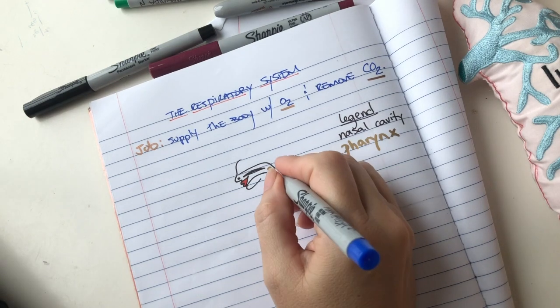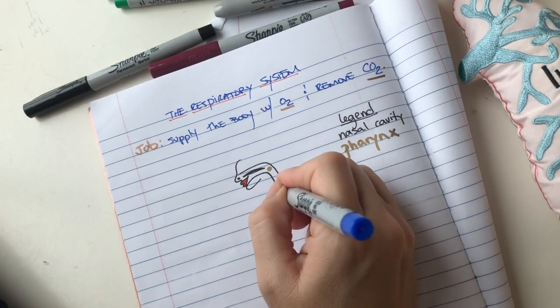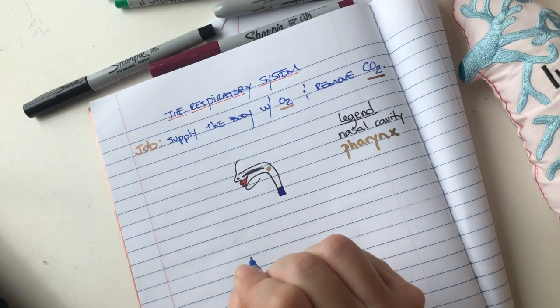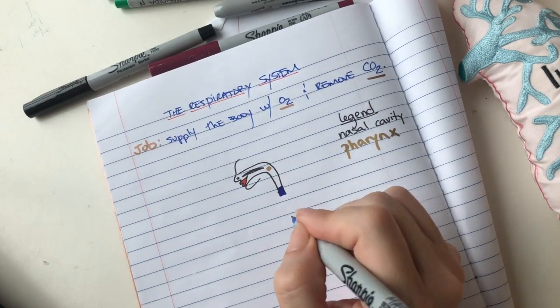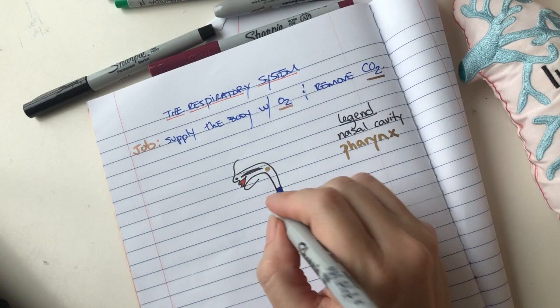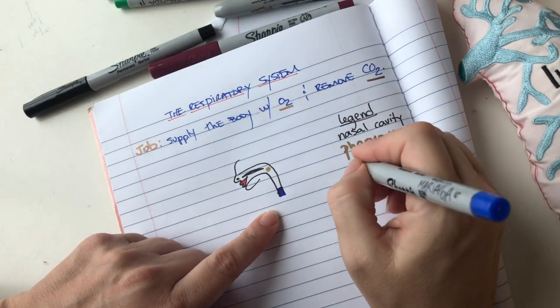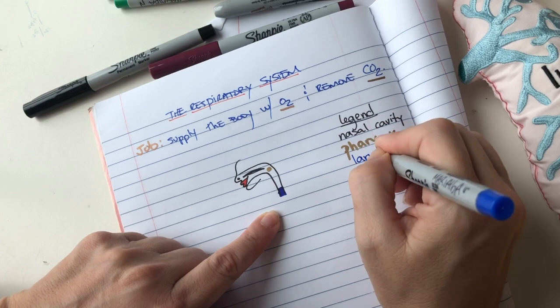Now I'm going to move down. As I swallow, I'm going to find a little box here where you have the vocal cords, better known as the voice box. But in the respiratory system, we're going to call it the larynx.